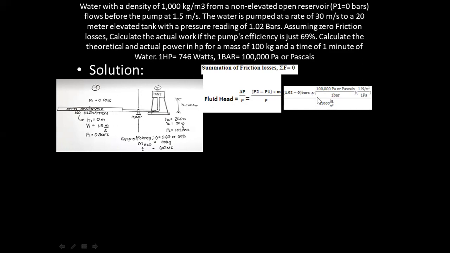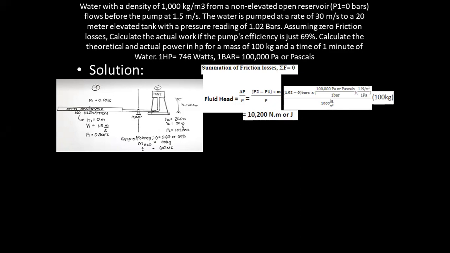Multiplied with the conversion as bar, 1 bar is equal to 100,000 pascals, and a pascal is equal to 1 Newton per meter squared. Multiplied with the given mass of the water for 60 seconds at 100 kilograms, over the density of the water, which for this problem is 1,000 kilograms per cubic meter. Now, the final answer gives us 10,200 Newton meter, or this is in joules.